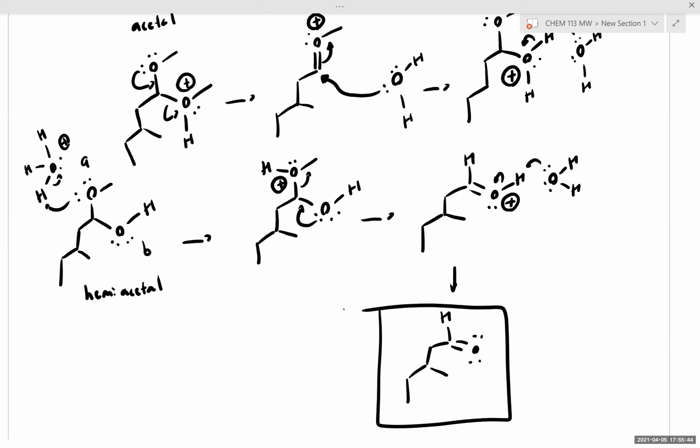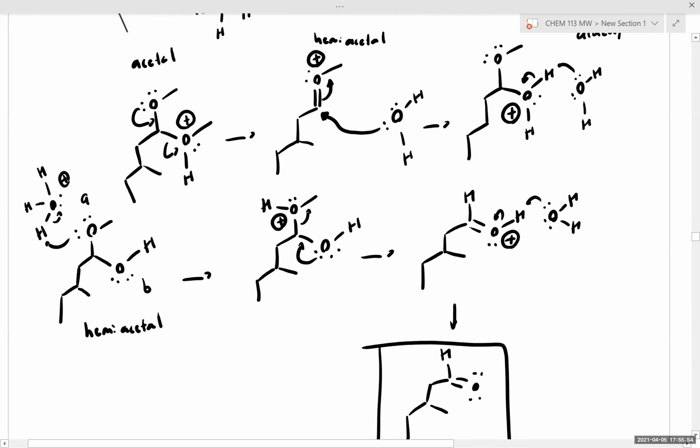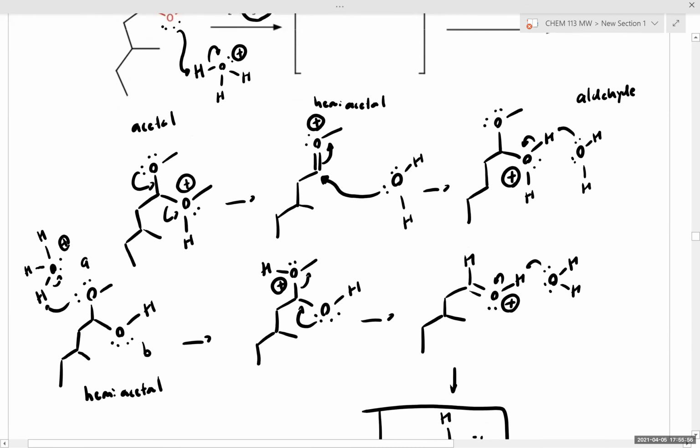So we're pretty much always going to be making a hemiacetal when it comes to these reactions. Yes, so typically when you're making an acetal or when you're hydrolyzing an acetal, you always end up going through a hemiacetal intermediate. Yes, that is correct. Any other questions on this example?